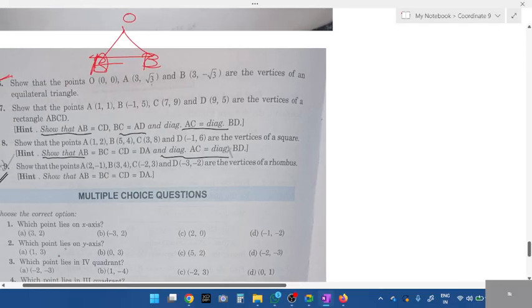Okay, last question, students. Same concept, rhombus. All of you will find the distance. We'll end the class. We'll complete it. Find AB, BC. Do it in the same way.